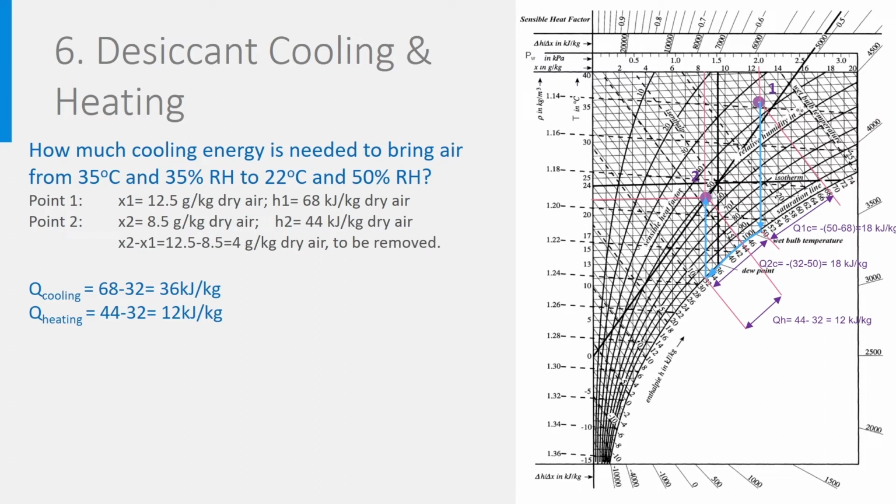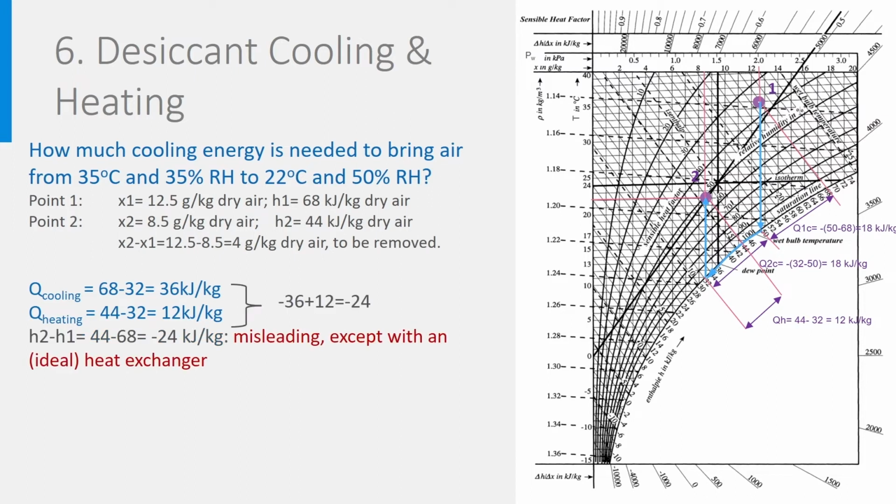If we now look at the enthalpy difference between point 1 and 2, it is 44 minus 68 equals minus 24, meaning 24 kilojoule cooling, which is much less than what we need and does not account for the heating. This is because the enthalpy difference expresses the net heat, minus 36 plus 12. In other words, the enthalpy represents what would happen if a heat exchanger was placed between the flow to be heated and the flow to be cooled, and heat recovery between both would be 100%.